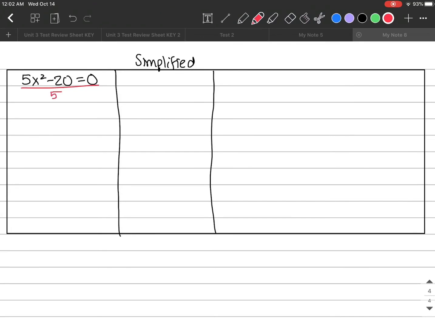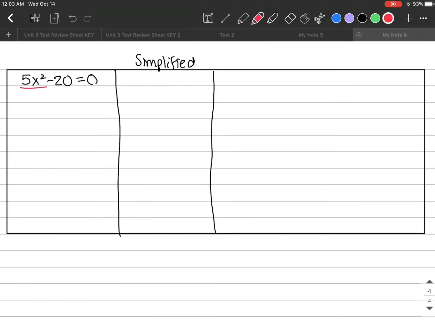If I divide by 5, that's not technically the GCF. You could take out a 5 and rewrite this as 5 times x squared minus 4 is equal to 0. You could do that, but it's easier for equations. You don't even have to bother with the GCF. You can just get rid of it by dividing. So I'm going to do that instead.